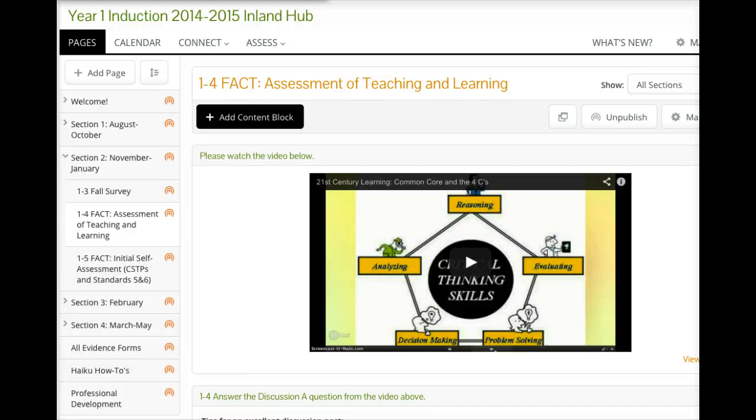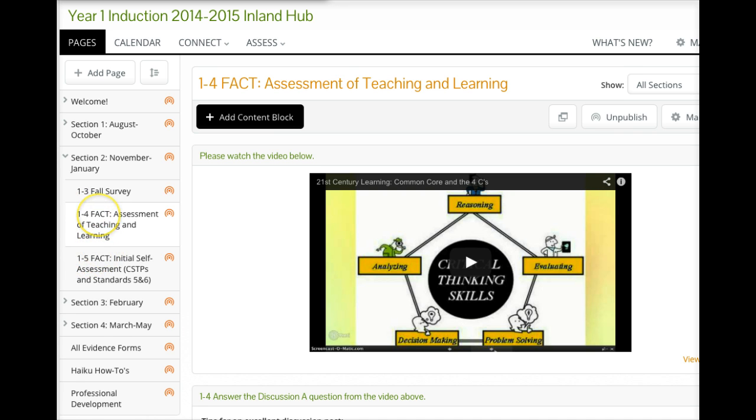Hi everyone. Let's take a quick look at how we review Module B, or what is now referred to as 1-4 Assessment of Teaching and Learning. What you see on your screen right here is I've clicked on Section 2, November through January, and there's a reason that these are included, 1-4 particularly and 1-5.